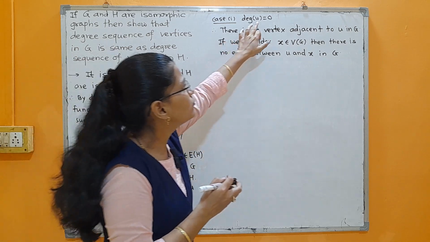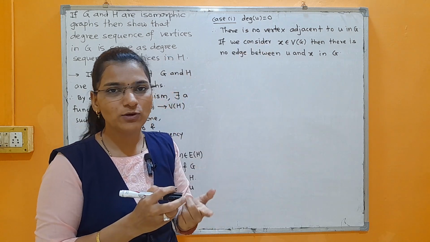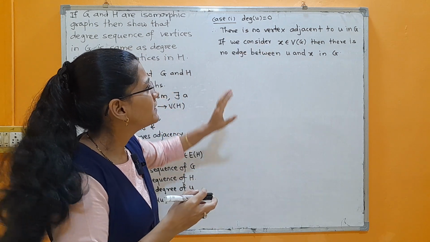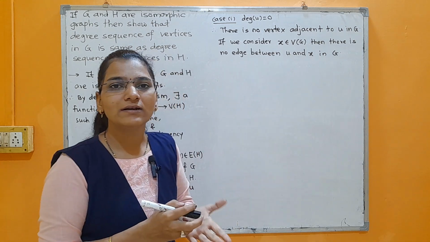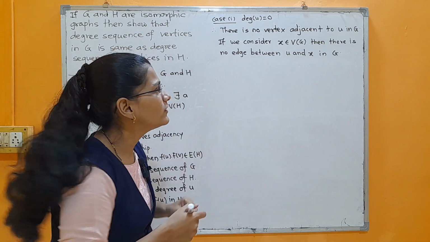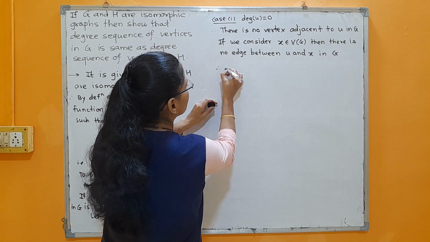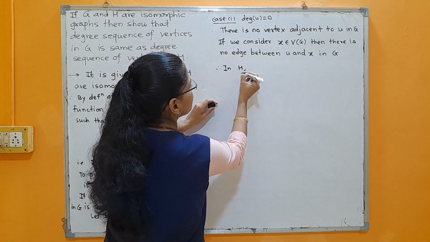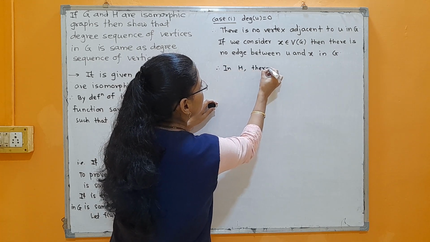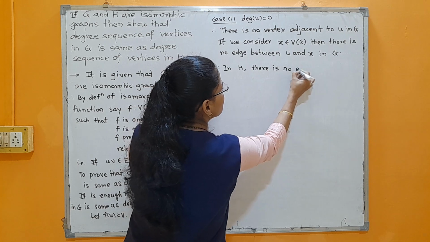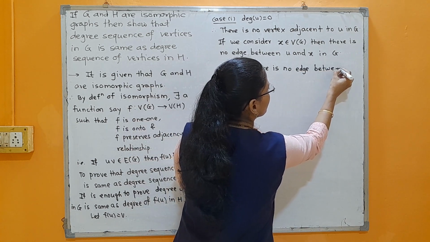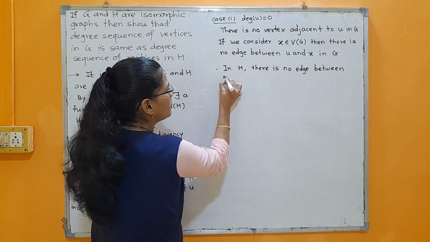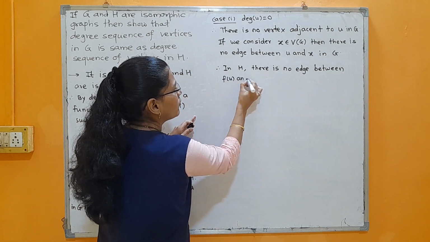So for this U, there is a vertex f of U, that is V in graph H, and similarly for this X also there will be a vertex say f of X in graph H. So therefore in H there is no edge between f of U and f of X.